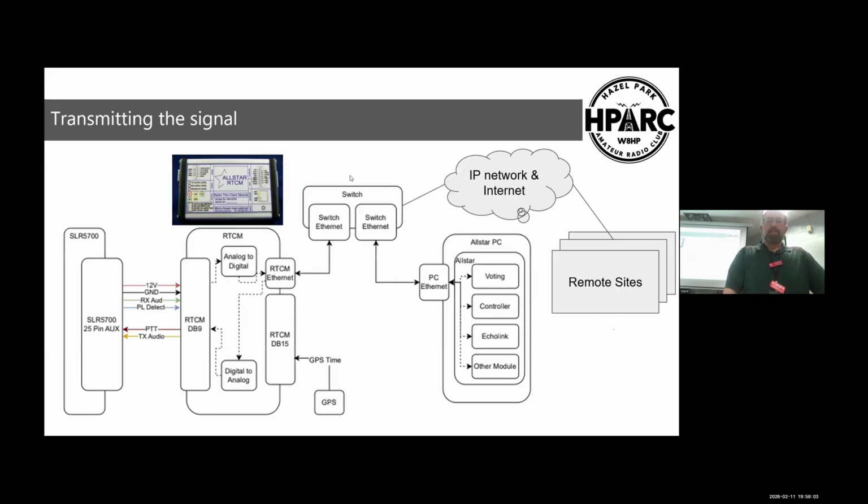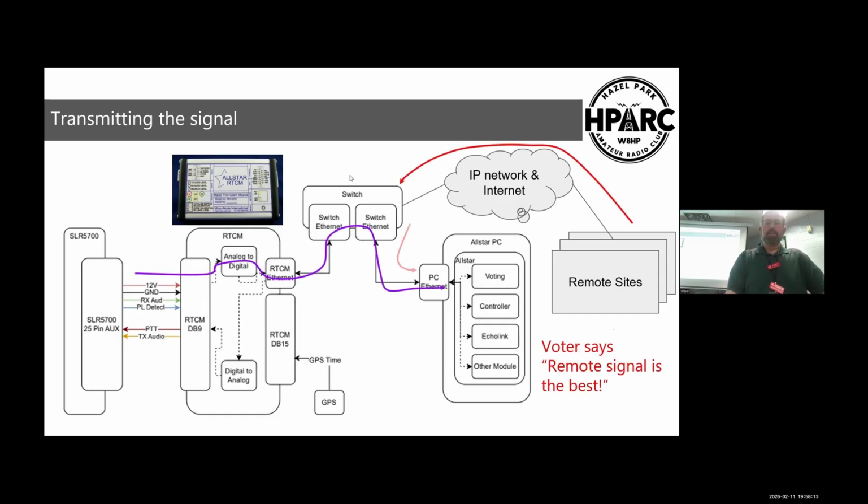So now that we have all of our signals coming in, how do we vote? This is just a diagram. You'll see we have two signals coming in, both the red and the purple. The voter is going to say, hey, I like the red signal the best, so that's the one I'm going to send back out. And you can see it'll send it back through the network to the RTCM as it goes out over the air.